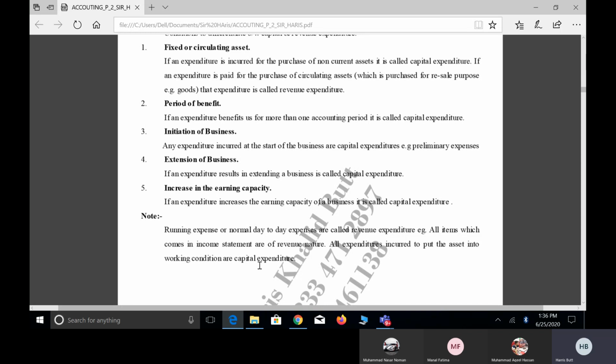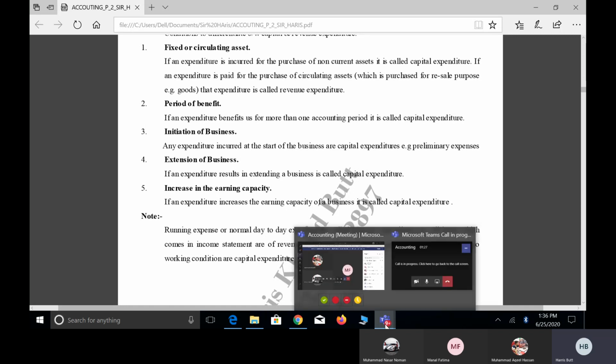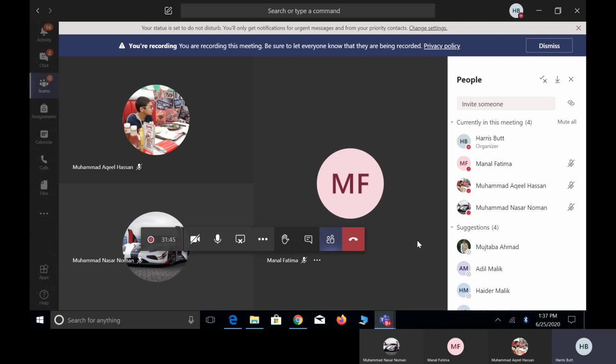Machinery खरीदी, capital expenditure. Machinery install की, still a part of machinery. It is also capital expenditure. It will be added into the cost of the machinery. So all expenditure incurred to put the asset into working condition are capital expenditure, and all items given in the income statement are of revenue nature. They are known as revenue expenditure because they are incurred in normal running of the business, or you can say that they are day-to-day expenses.